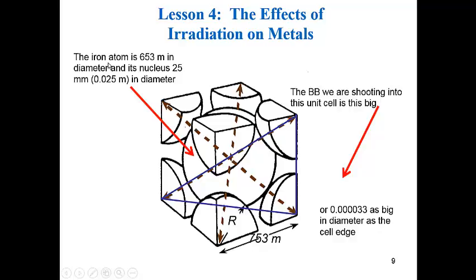So the iron atom is 653 meters in diameter, and its nucleus is 25 millimeters, about an inch in diameter. Just to picture that. So the BB we are shooting in the unit cell is this big. You see it down here? Well, of course not. You can't picture it here. It's 0.000033 times as big as the length of the edge of the cell. So on this scale, you just can't see it on the screen. So we're just really picturing some very small things striking this structure here.